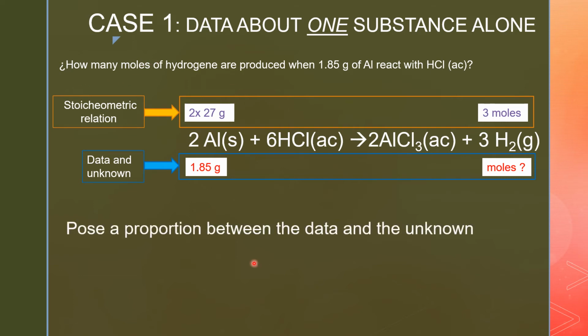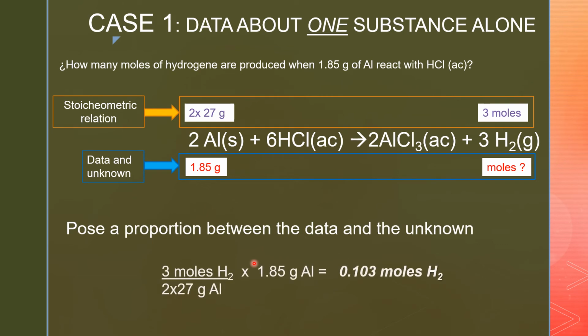So now you pose a proportion between the data and the unknown. First, you start with what you know, that is up here. You know that 3 moles of hydrogen come from this mass of aluminium. So the mass of aluminium that I have, how much hydrogen?